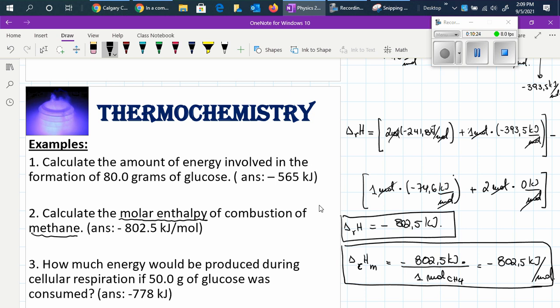Now, what do we do on the first example? Because I said let's do the second first, and then we'll go to the first. But on top of this, we will do some stoichiometry. One second.